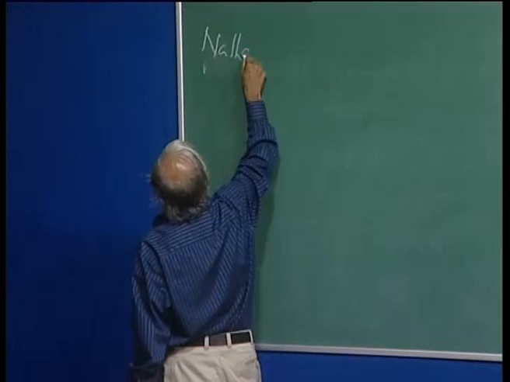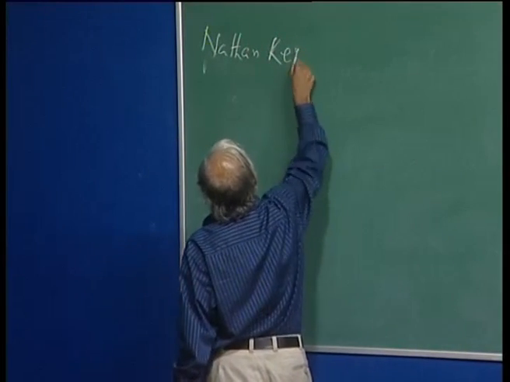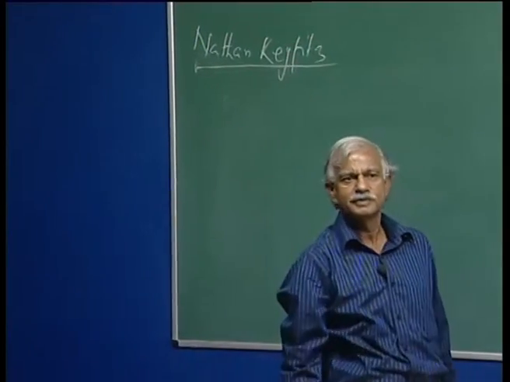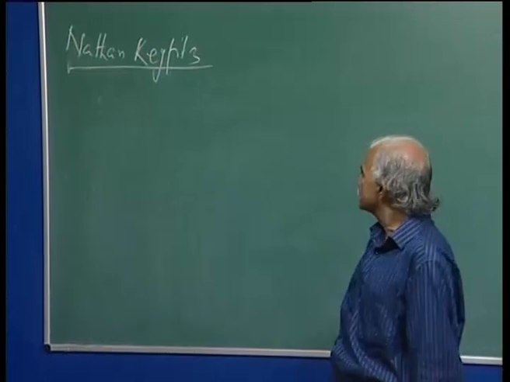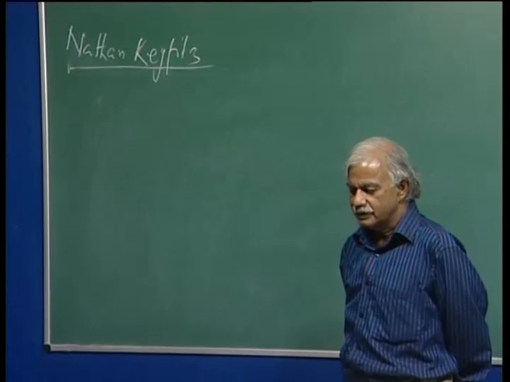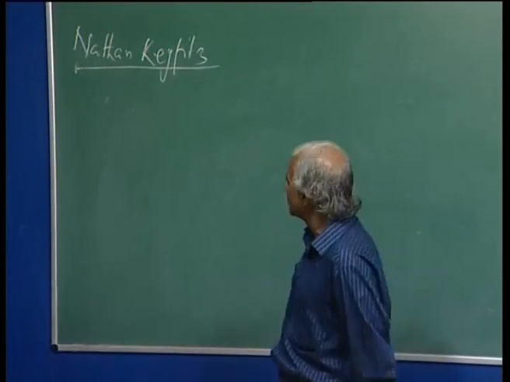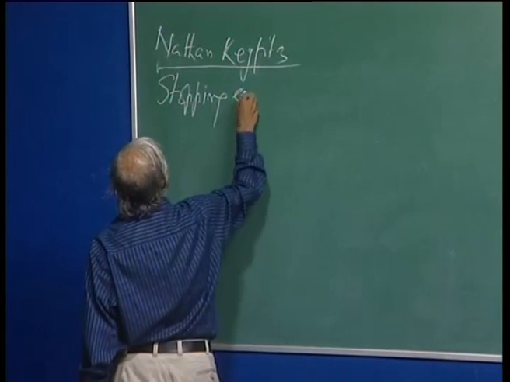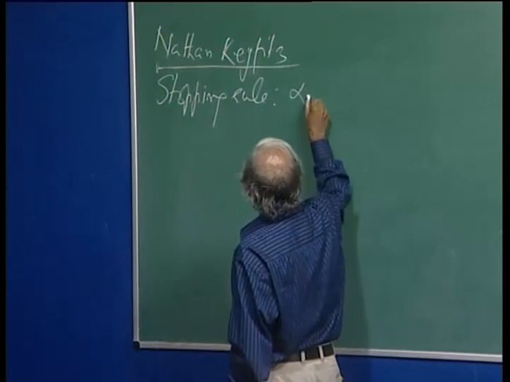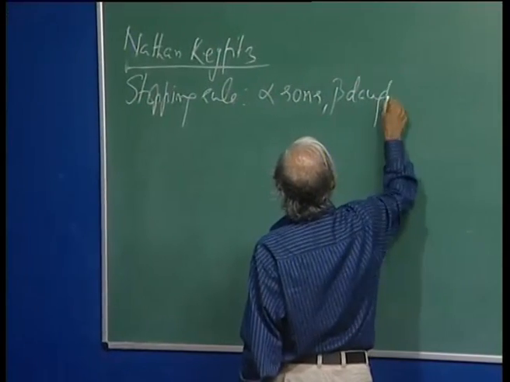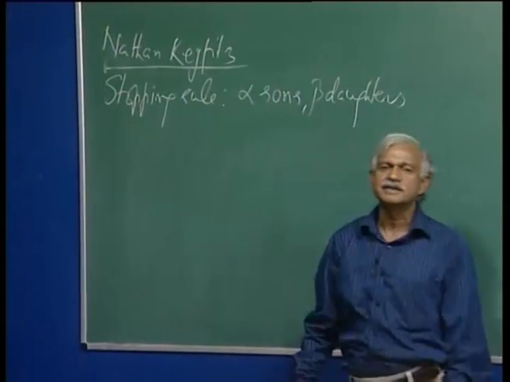Thank you. You see, Nathan Keyfitz, a well known demographer, in his book Introduction to Population Mathematics, dealt with the question that if in a culture there is a stopping rule, that people want to have alpha sons and beta daughters, then how many children will be born?